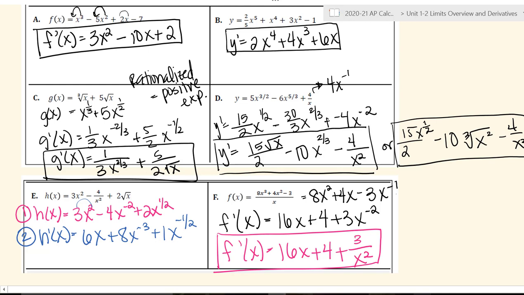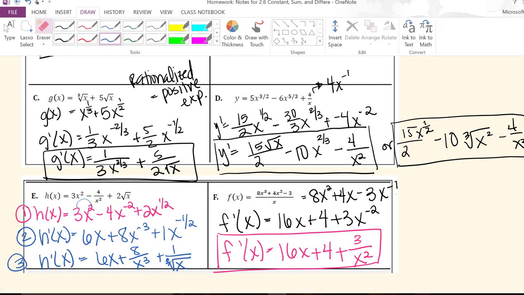Now we're just rewriting with those rational exponents, and I'm going to say h prime of x is going to be 6x plus 8/x cubed plus 1 over, you can say square root of x or x to the 1/2. It does not matter. They mean the same thing. Remember that the denominator becomes that root index, and on a square root, that 2 is implied, so we don't need to write it.